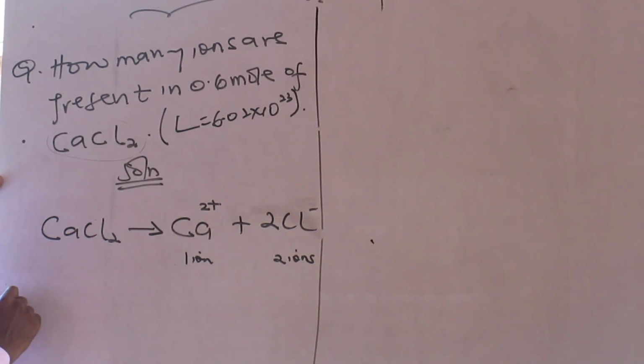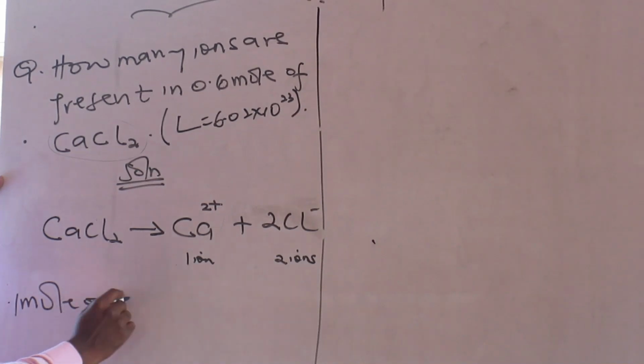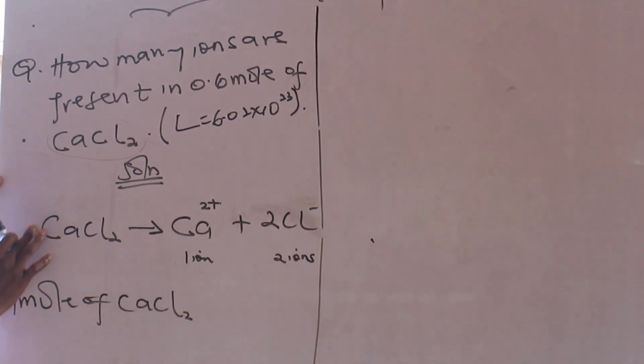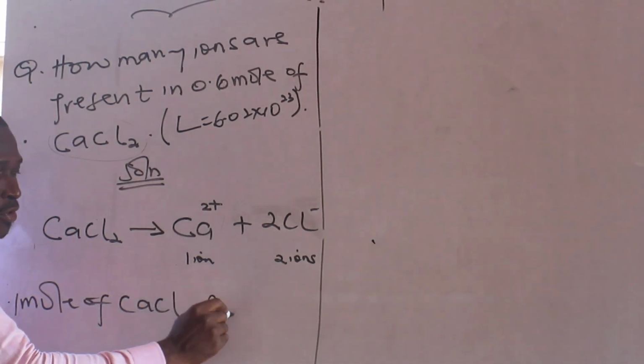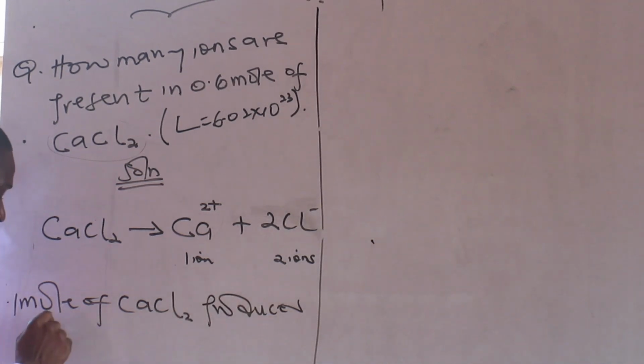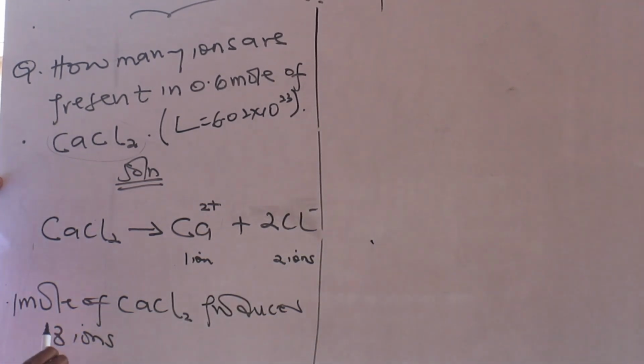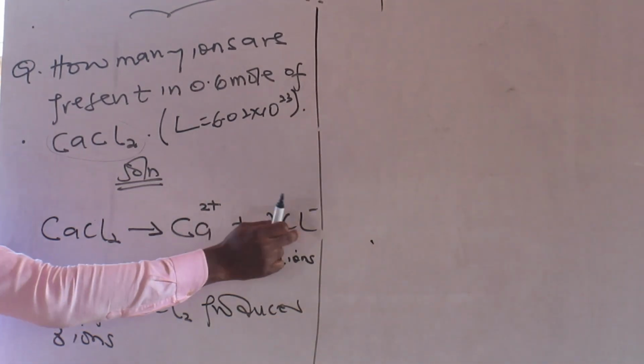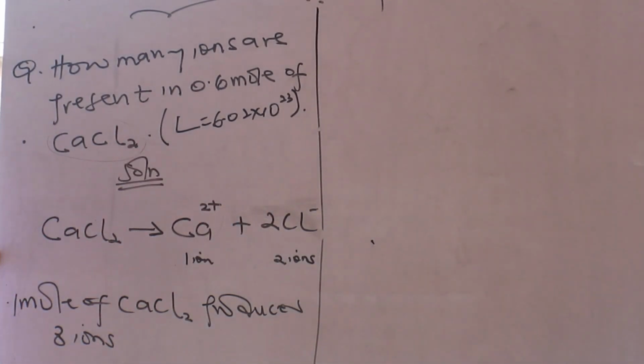So it means that 1 mole of calcium chloride. Why do we say 1 mole? Can't you see it's just 1? Are you okay? So 1 mole of calcium chloride produces 3 ions. You agree? So just 1 mole, it produces 1, 2, so 3 ions.